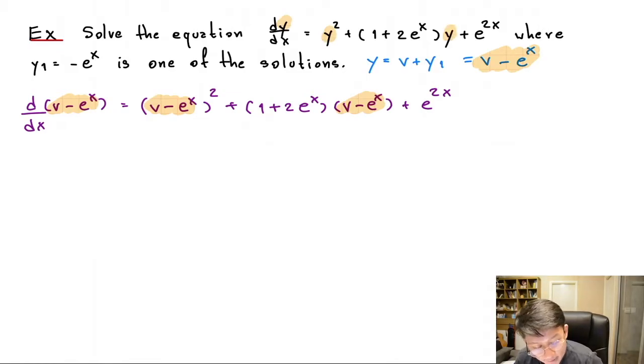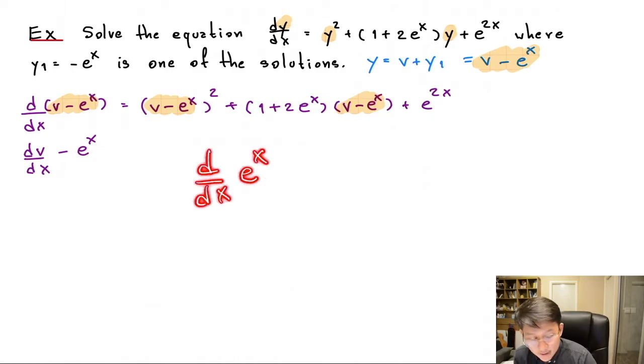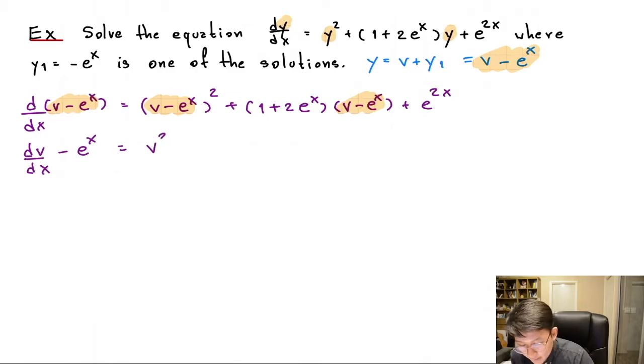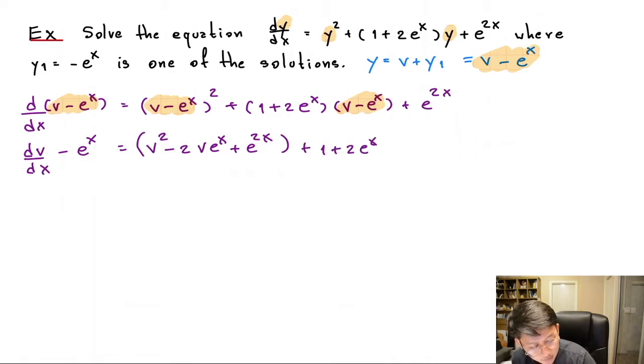Because of that, we have dv by dx here, and this is my e to the x. Why? Because d by dx of e to the x is actually e to the x. Make sense? That's why we have e to the x here. It equals v squared minus 2v e to the x plus e to the 2x, plus 1 plus 2e to the x times v minus e to the x plus e to the 2x.